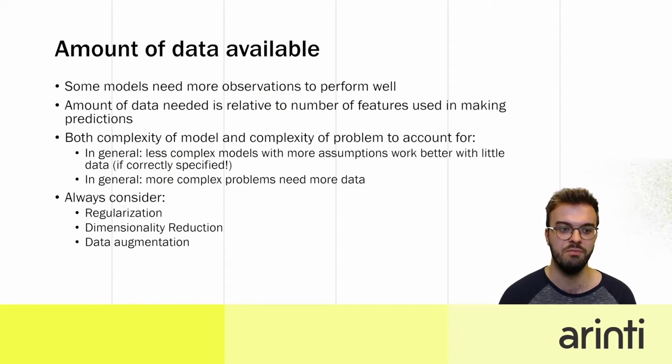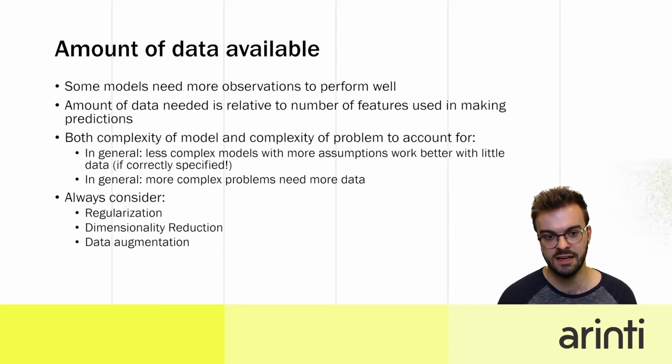So you always have to consider both the complexity of the model that you're fitting and also the complexity of the problem. And by complexity of the problem, I mean usually the dimensionality that you're working in. In general, less complex models with more assumptions work better with little data, if correctly specified, obviously. Why? This is the famous bias-variance trade-off. If you think you're going to be overfitting on your training data set because you have very little data points, then you need to introduce more bias into your models, or else you'll be overfitting and your predictions on your validation data set will not be good.